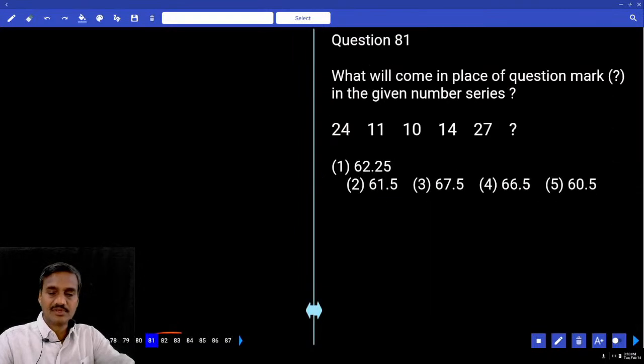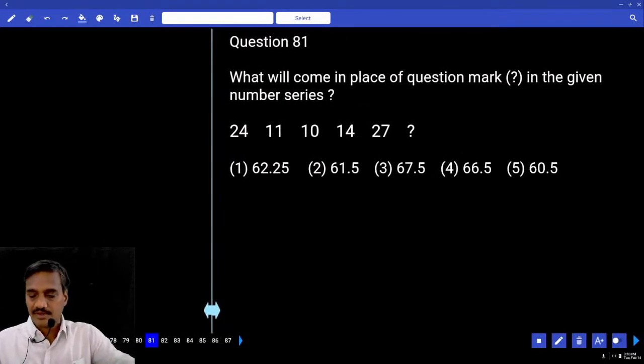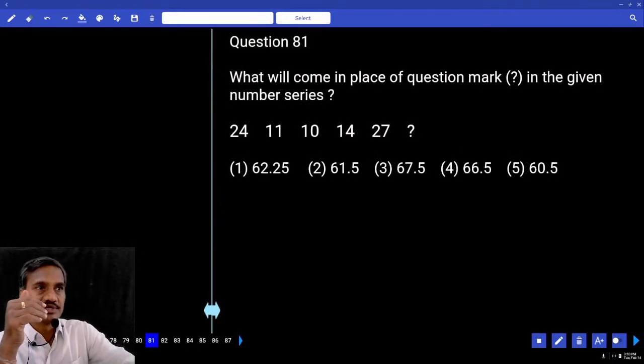81 to 85. Now 2411. Finding the next number in the series. Now 24. When the number suddenly decreased from there onwards, it is increasing, isn't it? Hence it must be under which category? Into 0.5 or into 1.